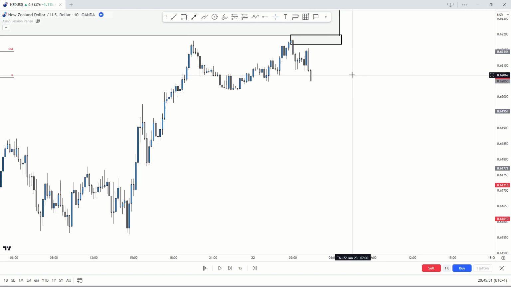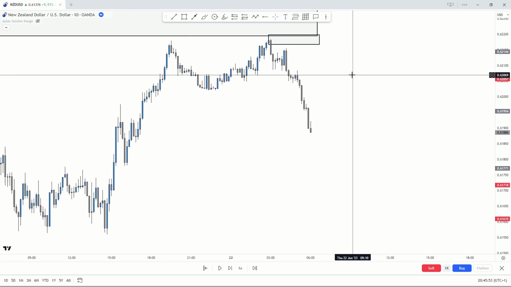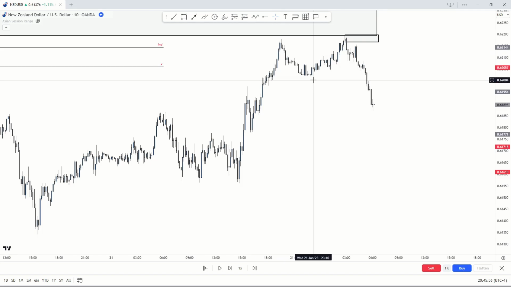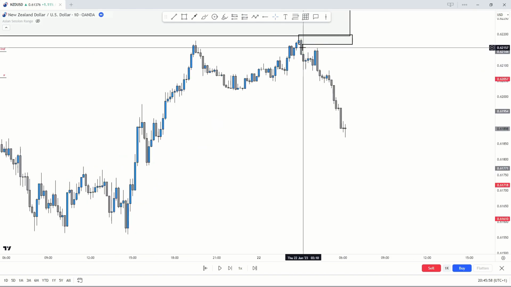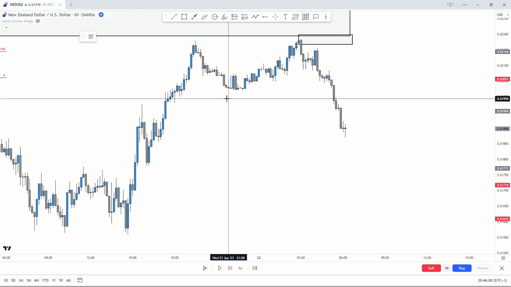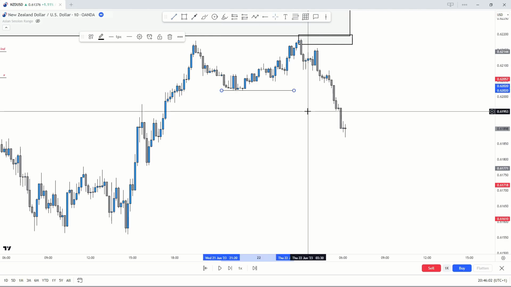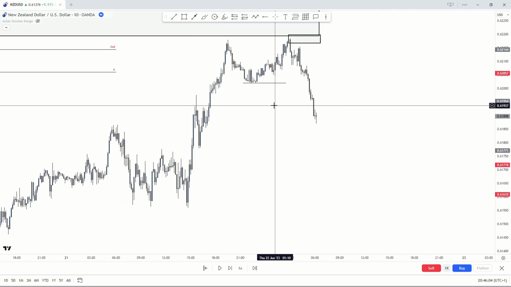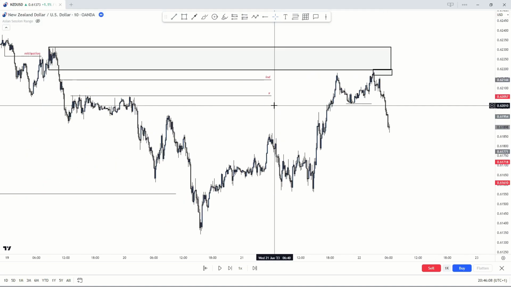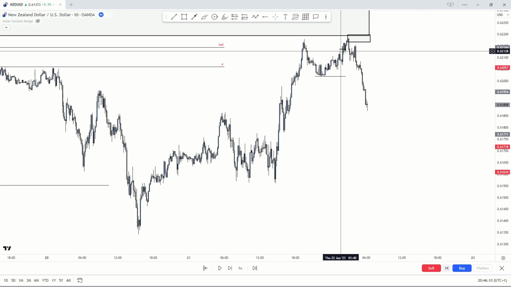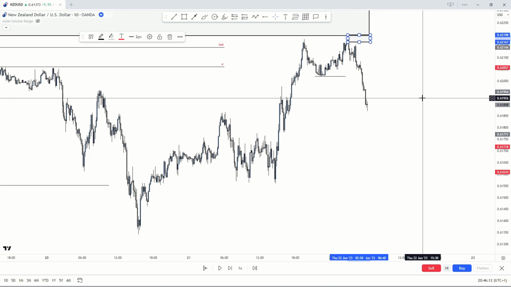Loads of traders are going to be attempting to trade this supply over here after having seen, for example, this change of character over here, or something like that, right? However, I am going to be waiting for price to sweep this high, and then after we sweep that high, then I will be going for an entry.